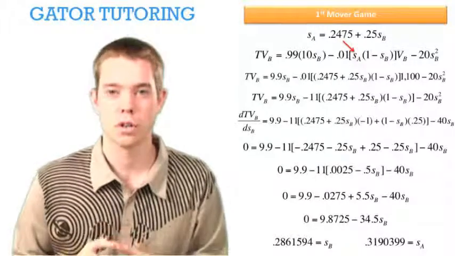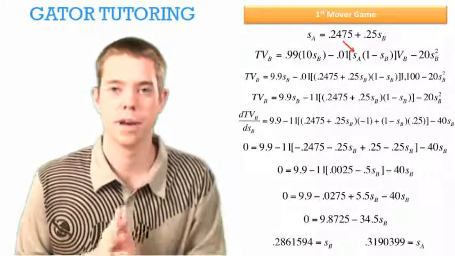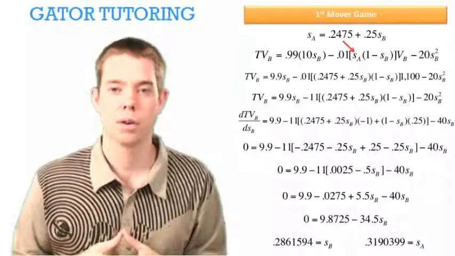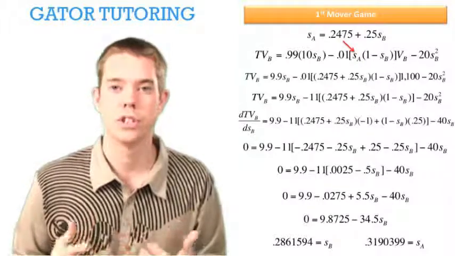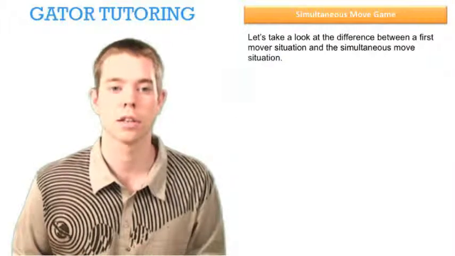Now this question, the problem set question, only asks us to find SB. I went ahead and found SA to show you how we would find SA. But then after the problem set question's over, he mentions that you want to know how this is different than a simultaneous move game. Well, let's take a look.